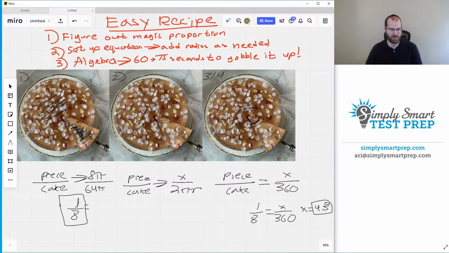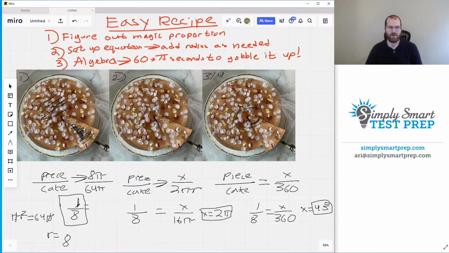How so? Because cake over here can also be described as pi r squared. Pi r squared equals 64 pi. Cross out the pi, r squared equals 64. So that means r equals 8. If I substitute that in, I'm going to substitute for piece over cake. Well, I know piece over cake is 1/8. That stays the same throughout for 1, 2, and 3. 1/8 equals x over 2 pi r. R is equal to 8. So that's going to be 16 pi, which means x equals 2 pi.